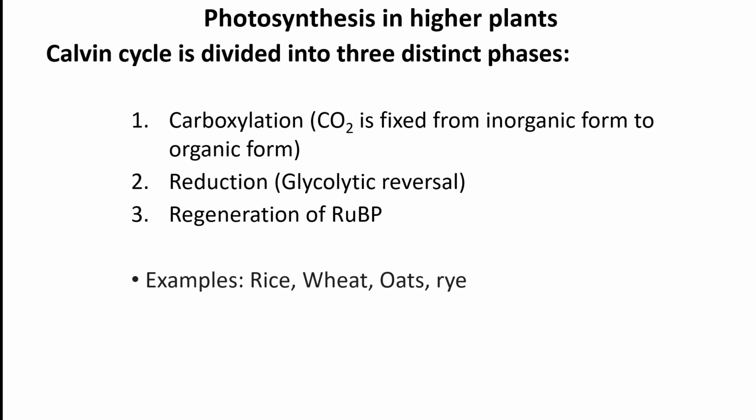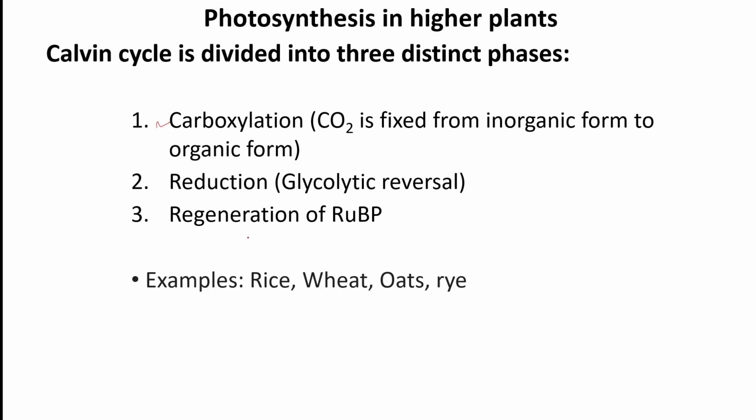Now, what are the different phases involved in the Calvin cycle? So here we'll be studying about Calvin cycle in detail. Okay, so the first phase involved is the carboxylation phase. First one. In carboxylation, what happens? The atmospheric carbon dioxide, which is in the inorganic form, is converted into organic form. In carboxylation phase, means carbon dioxide is being fixed.